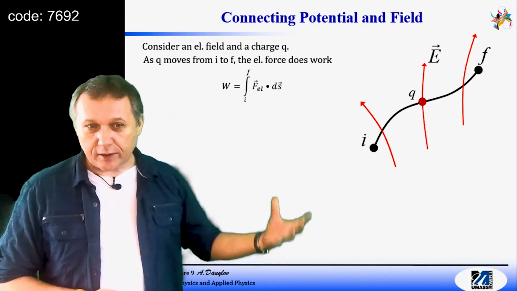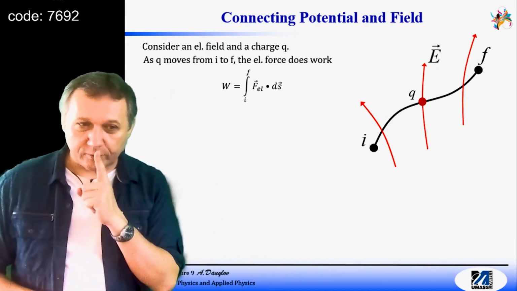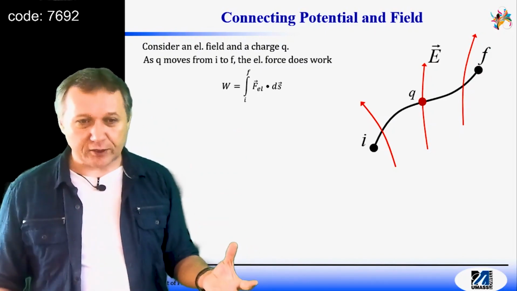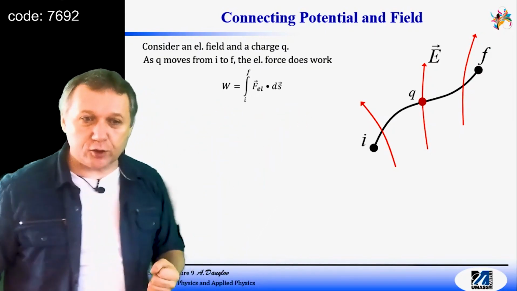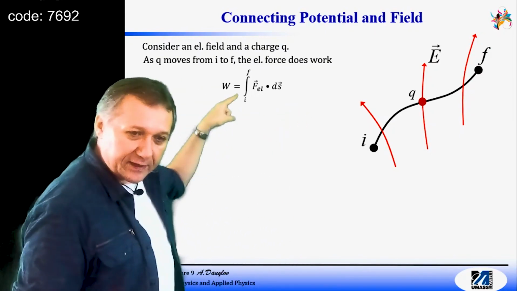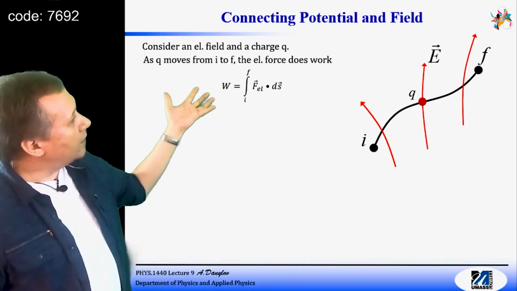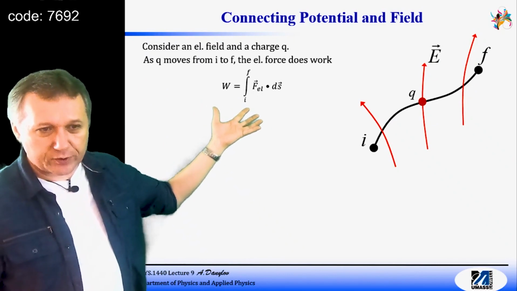Right. Okay, so now you remember what we want to get. We want to establish the relationship between the electric field and the electric potential. So basically, somehow we need to get into this expression the electric field and the electric potential. For example, how can we get the electric field into this expression?